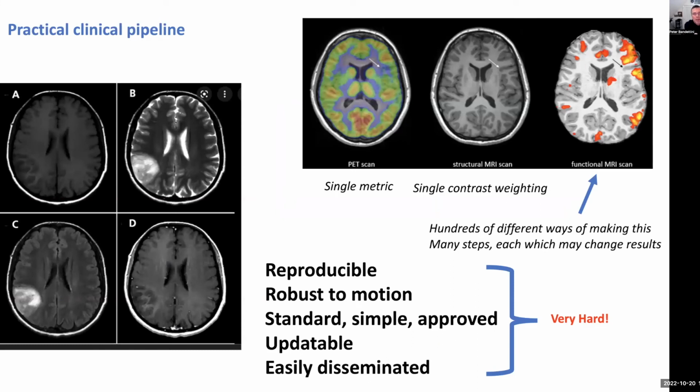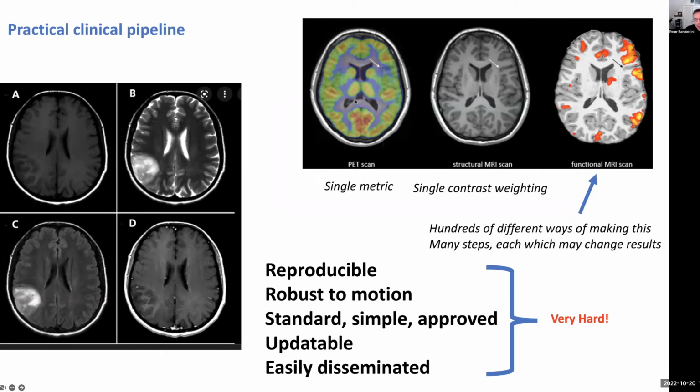Okay, so what about a practical clinical pipeline? MRI is so incredibly successful because you can put a subject in the scanner and immediately something like this pops out, whereas with either a diffusion weighting scan or T1 weighting, you get some clear identification that a radiologist can just look at and say, oh, there's something obviously going on here.